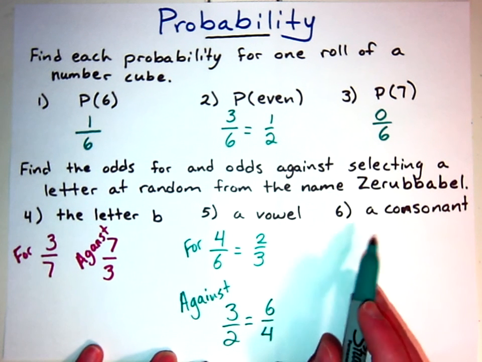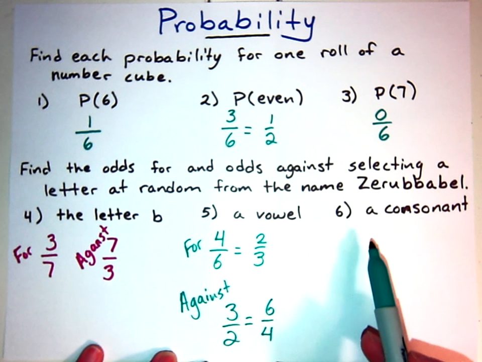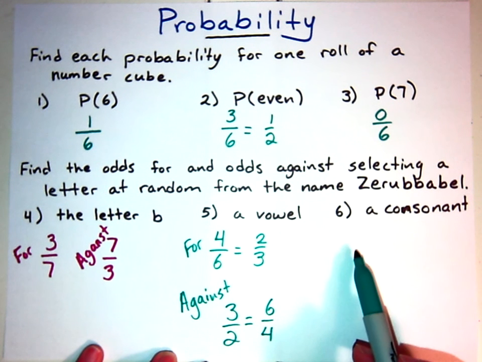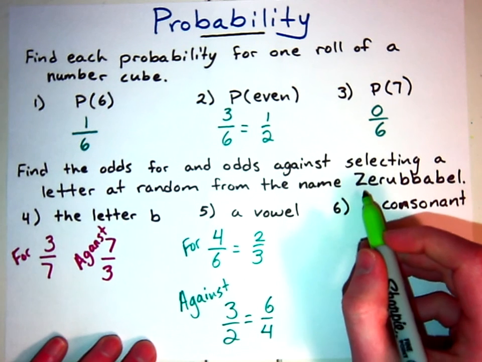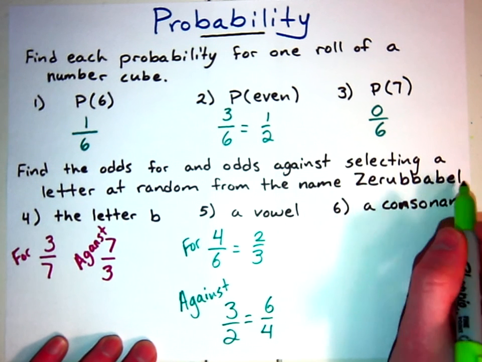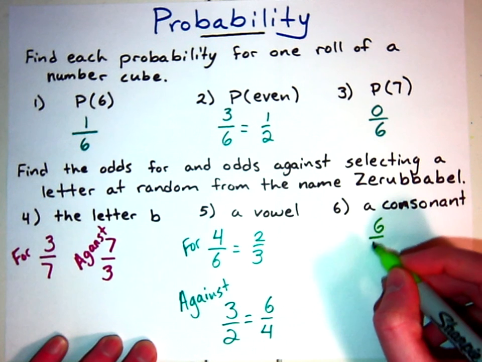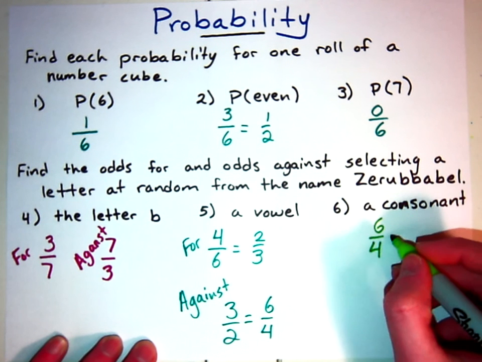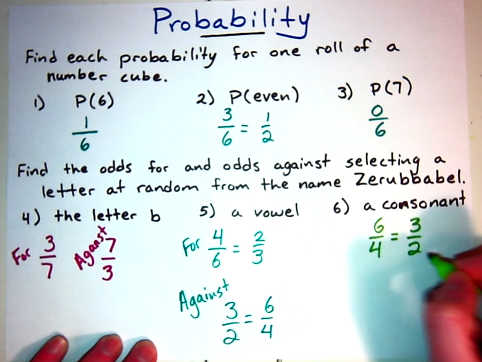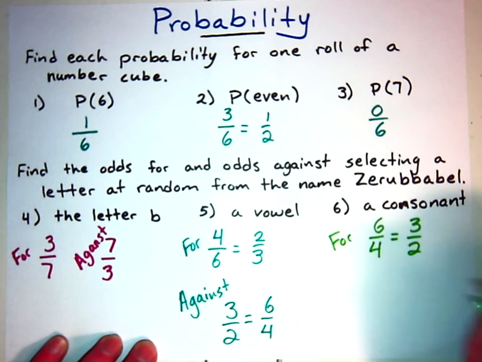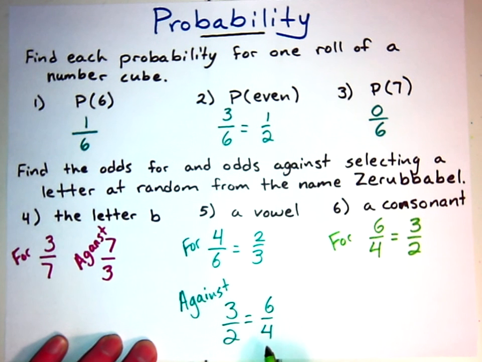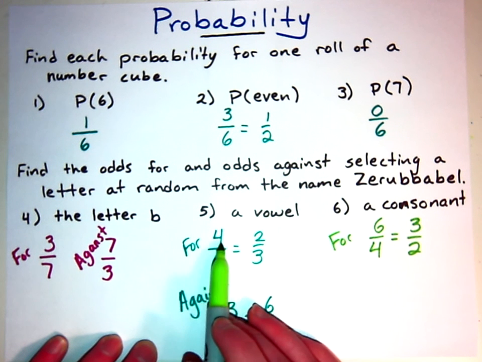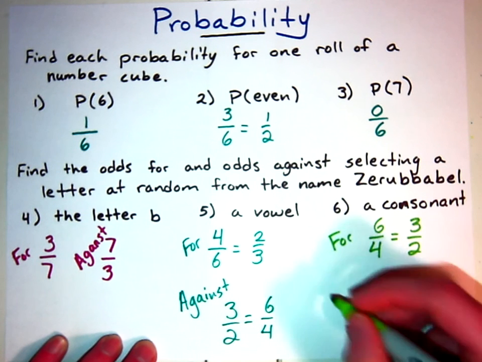Now this time, this one says we need the odds for a consonant being selected, and the odds against. So let's take care of 4. Okay, so 4. We've got 1, 2, 3, 4, 5, 6. And I hope some of you have noticed something. Hopefully you noticed that this is really just the opposite of what we just did. Okay? Because remember, 4 is the number of vowels, 6 is the number of consonants. We just flipped what we were looking at.